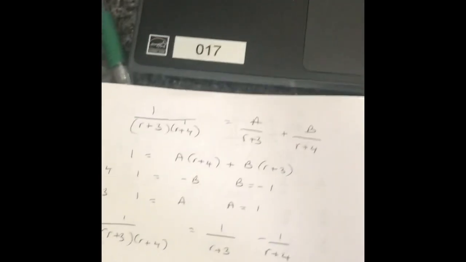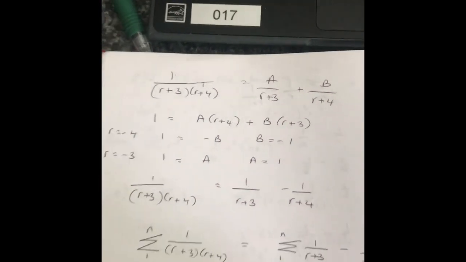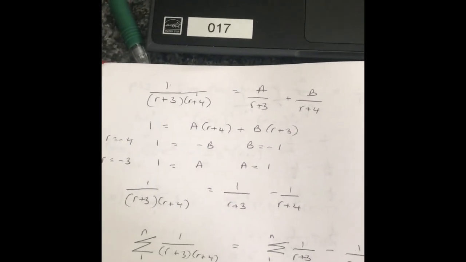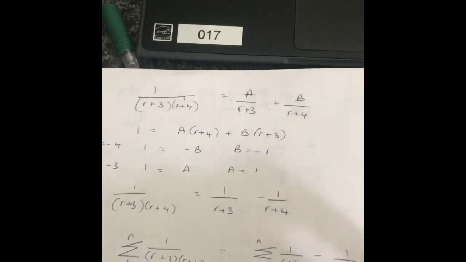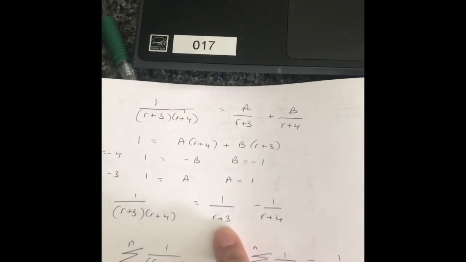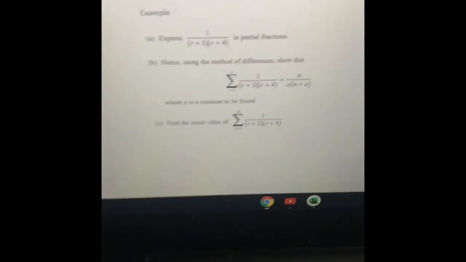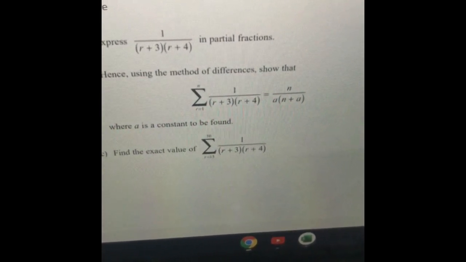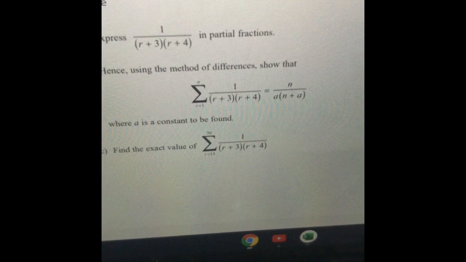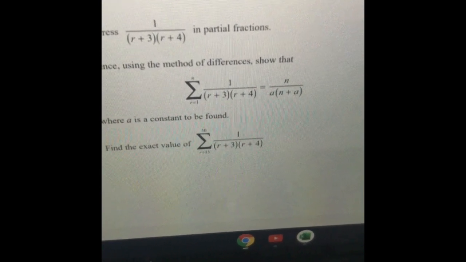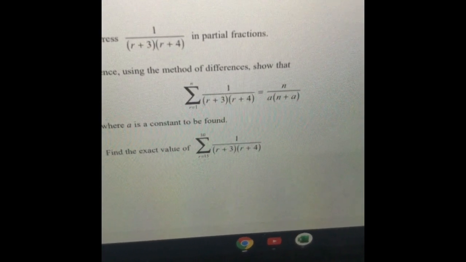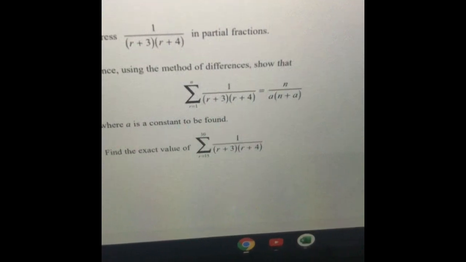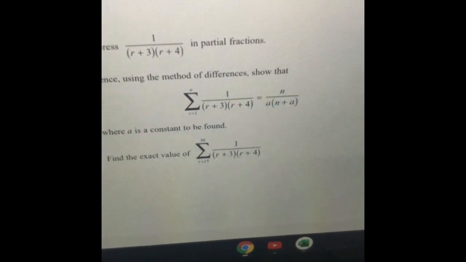Okay, so here is my answer. I've got my method at the top there, and I got a is 1 and b is minus 1, and I've written it there. Okay, the next bit, it says hence. That means using what you've just done, using the method of differences, show that the sum of the first to the nth term of 1 over (r plus 3)(r plus 4) is n over a(n plus a), where a is a constant.